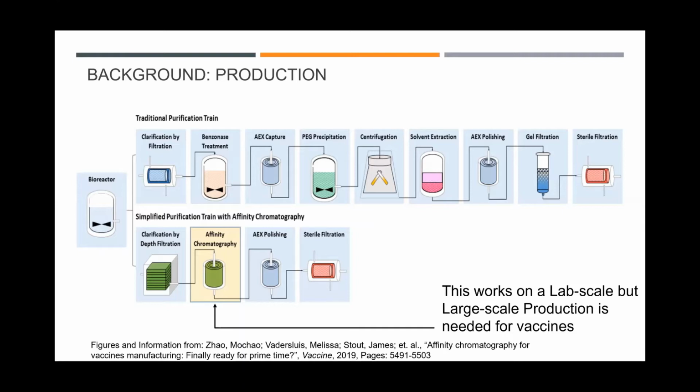So the existing forms of affinity chromatography work on a lab scale for vaccine production and research. They are involved in the research for the West Nile virus vaccine, involved in the research for the coronavirus vaccine, and plenty of other examples. But large-scale production for viral vaccines with affinity chromatography has yet to be seen for a variety of reasons that I'll talk about in a bit.